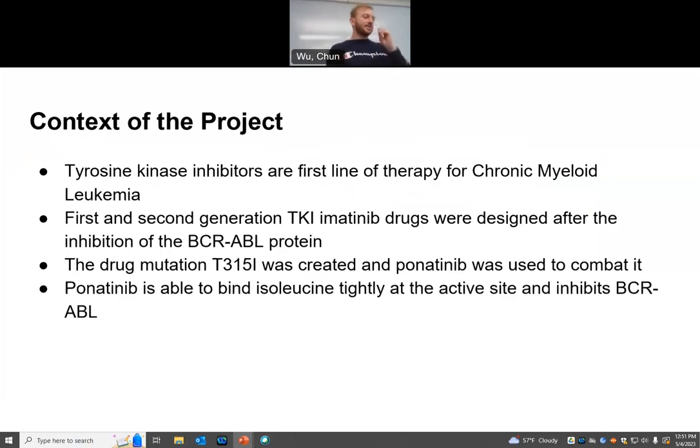The tyrosine kinase inhibitors are the first line of therapy for chronic myeloid leukemia. The first and second generation TKI imatinib drugs were designed after the inhibition of the BCR-ABL protein. The drug mutation T315I was created, and Ponatinib was used to combat it. Ponatinib is able to bind isoleucine tightly at the active site and inhibits BCR-ABL.